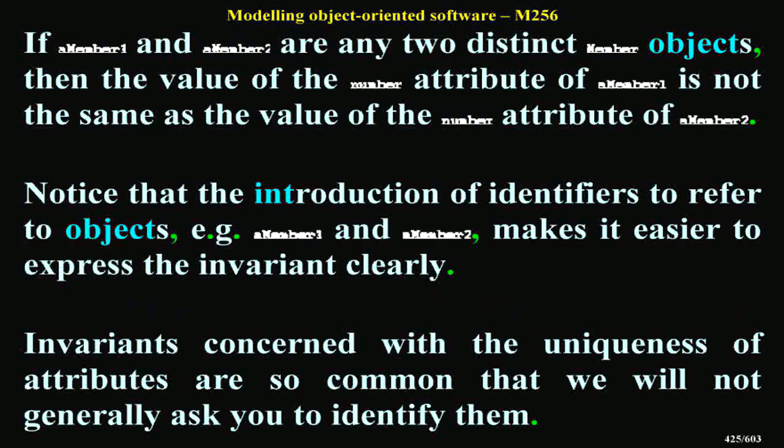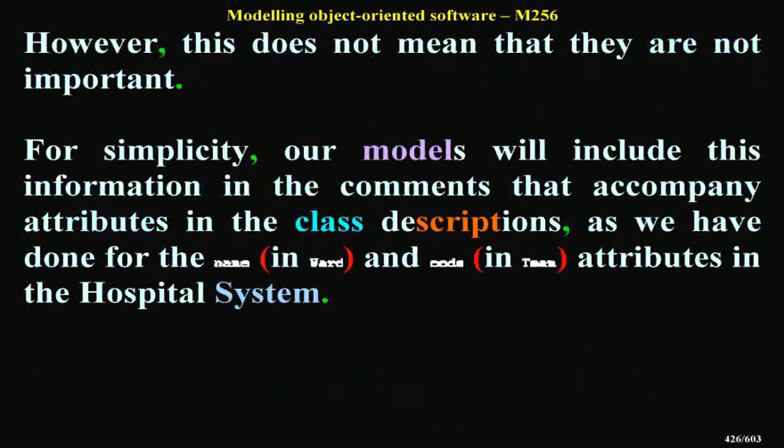Invariants concerned with the uniqueness of attributes are so common that we will not generally ask you to identify them. However, this does not mean that they are not important. For simplicity, our models will include this information in the comments that accompany attributes in the class descriptions, as we have done for the incident attributes in the hospital system.